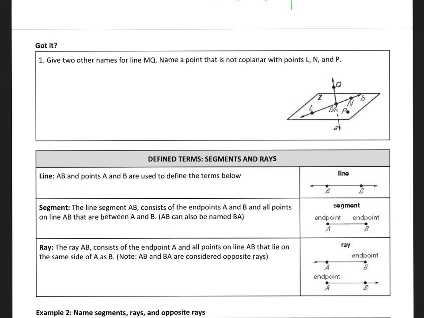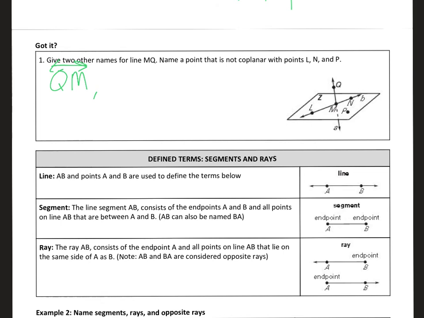So this says, give 2 other names for line MQ, okay? So one other way I could name line MQ is I could name it QM. And I want to make sure I'm using those arrows, okay? That's an important thing. And I want to make sure that we're using the right notation, because things get tricky later on, and there's different things that can be named the same way, and that arrow's the only differentiation, okay?